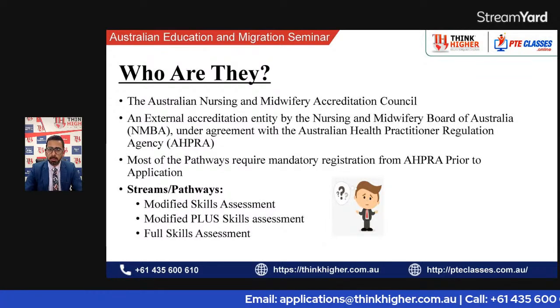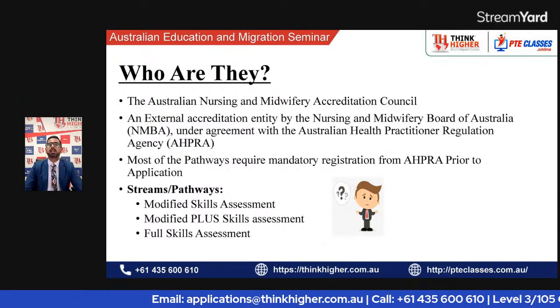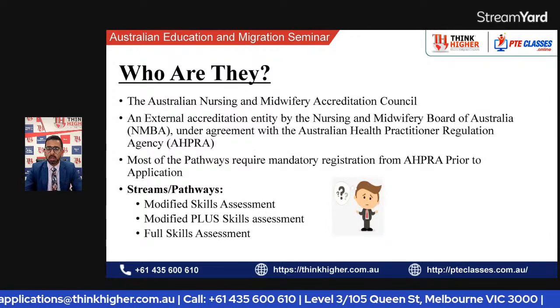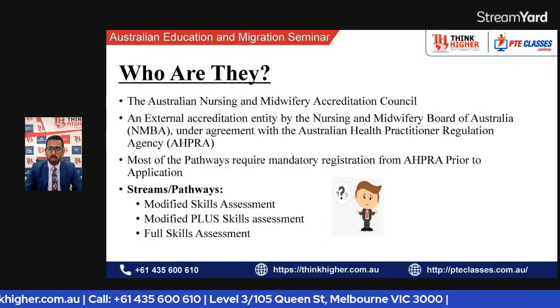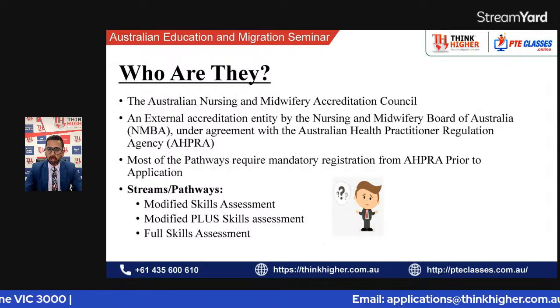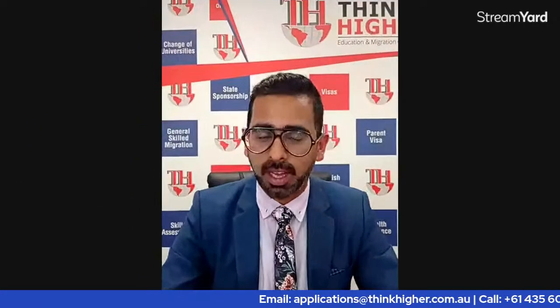So three main pathways. One is the modified skill assessment. The other one is the modified plus skill assessment. And the third one is the full skill assessment, those who don't have an AHPRA registration. So we'll go for a quick break. After the break, we'll discuss about all these options and what are the document requirements for this one. Thanks. Cheers.